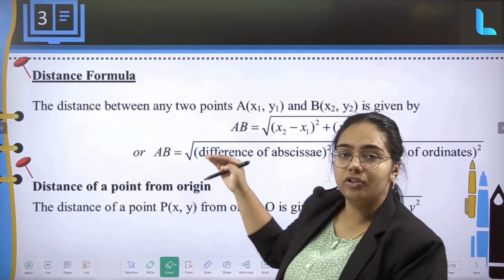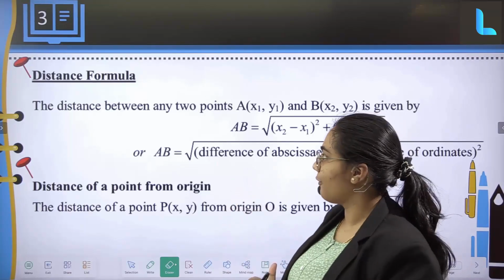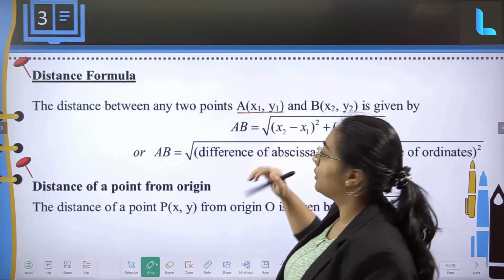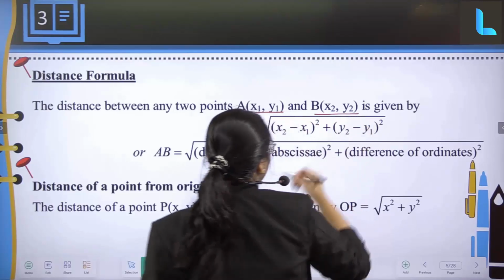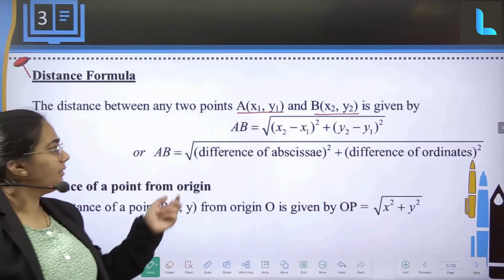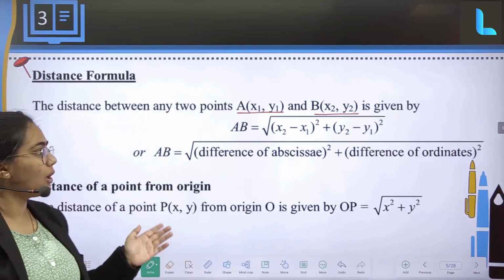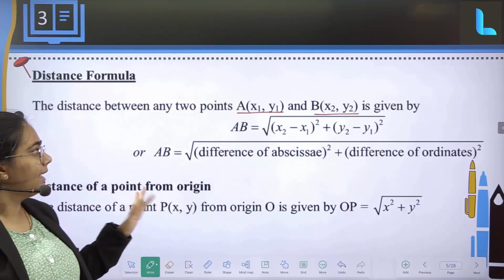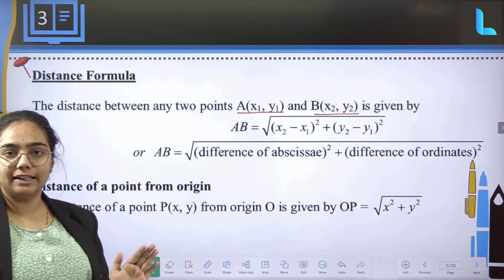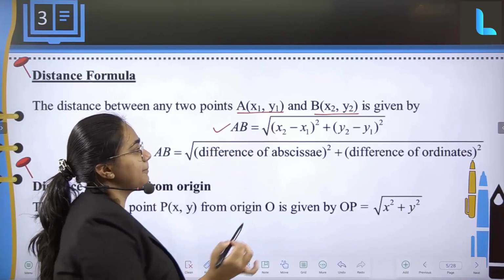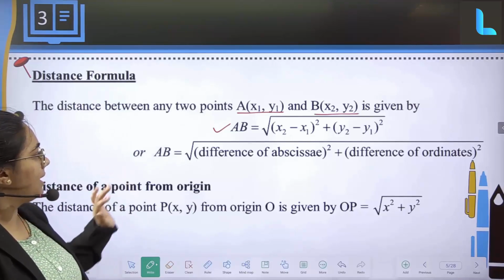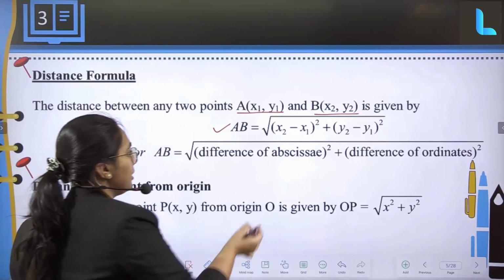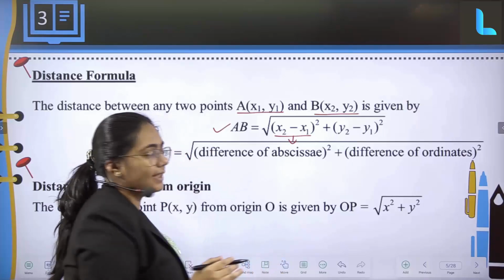First and foremost, let's look into the distance formula. The distance between any 2 points. Let's consider A is equal to x1 comma y1 and B is equal to x2 comma y2. Then the formula is given as AB is equal to the square root of (x2 minus x1) the whole square plus (y2 minus y1) the whole square. Given any 2 points, you just have to substitute in the formula. Clear? Or AB is equal to the square root of the difference of abscissae the whole square plus the difference of ordinates the whole square. It is nothing but the same thing written in a statement format.